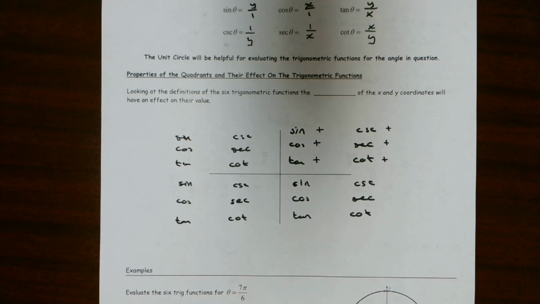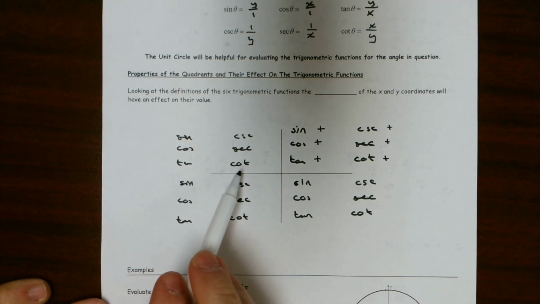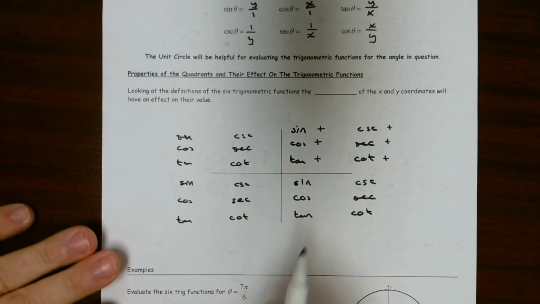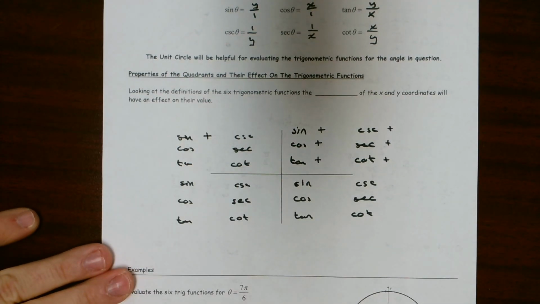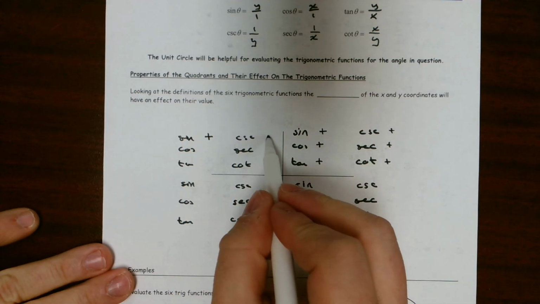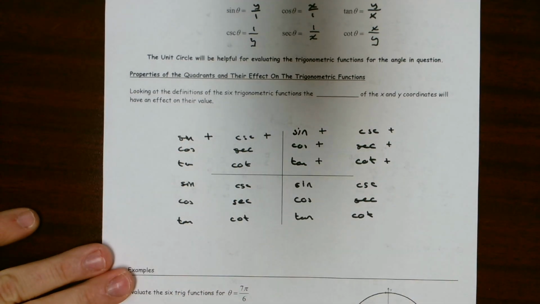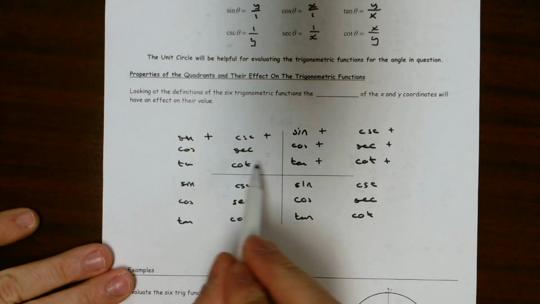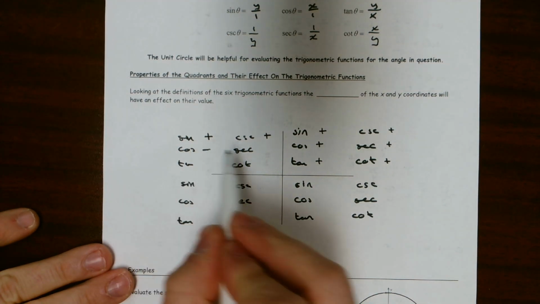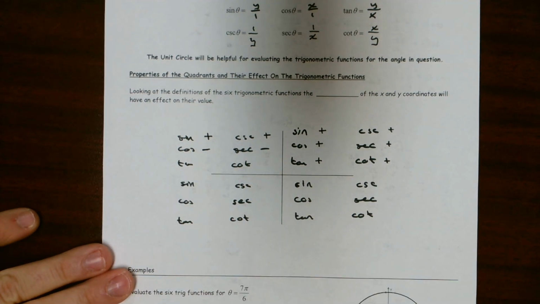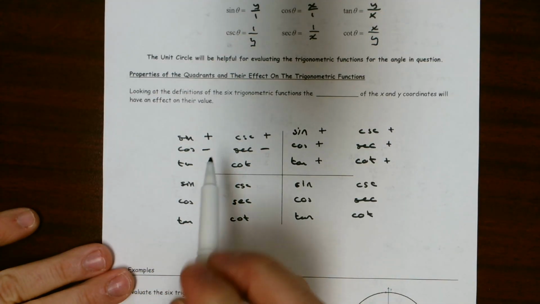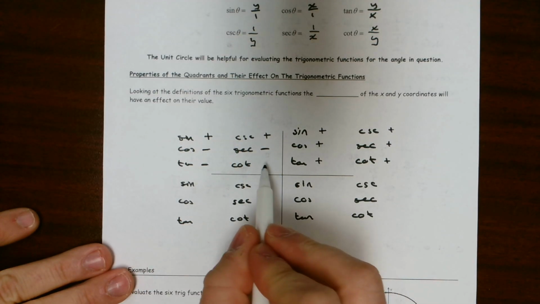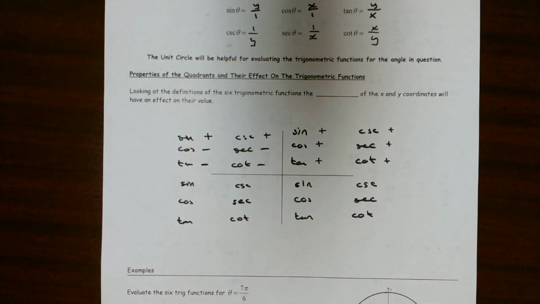Okay, here we go. So in quadrant 2, the sine value or the y-coordinate is going to be positive as we're going up in quadrant 2, which means the reciprocal is going to be positive. Now we're going left, so the x-coordinate is going to be negative, and the reciprocal of a negative is negative. And y over x or sine over cosine, positive over negative, is going to be negative as well.